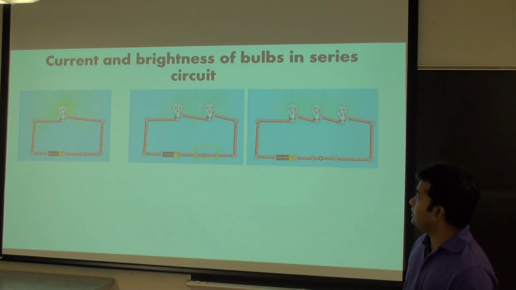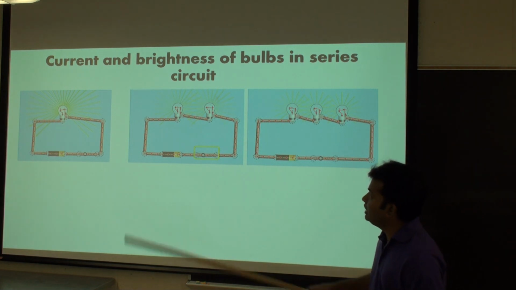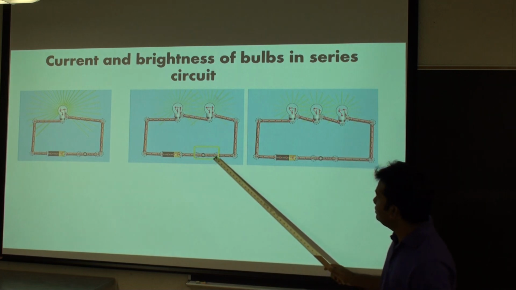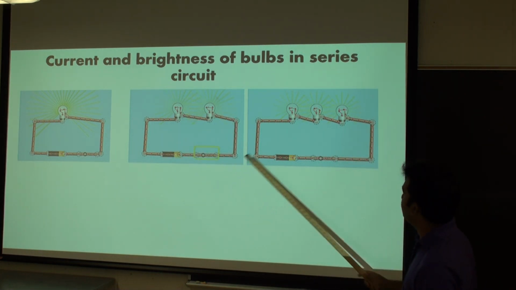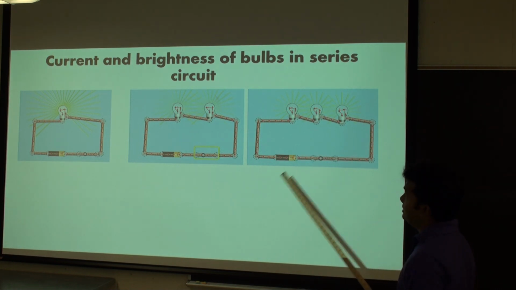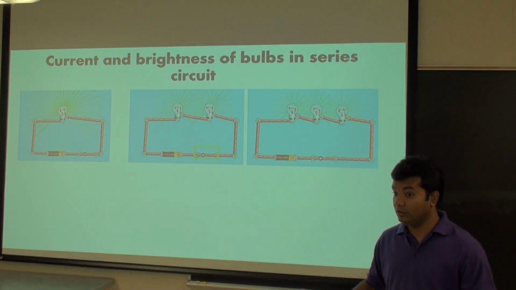Now let us consider three different circuits. In circuit 1, we have one bulb connected in series with a battery. In circuit 2, we have two bulbs connected in series with a battery, and in circuit 3, we have three bulbs connected in series with a battery. Now, we'll try to compare the current and brightness of those bulbs.